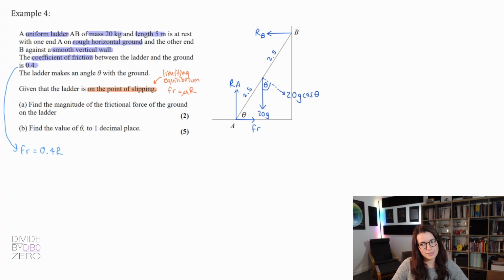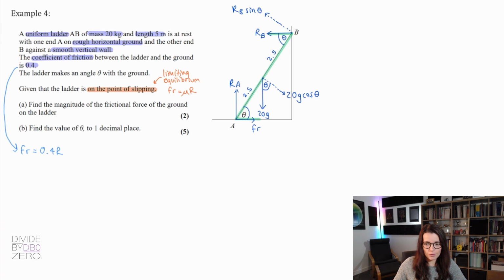Now, with ladder questions, we're probably going to end up using moments, so we do want to know the perpendicular components of all the forces in relation to the ladder. We've already got that for the 20g cos theta, but let's think about that for the RB force. So that would be this direction. Now, if this angle at the bottom is theta, that means this angle here will also be theta, because of alternate angles being equal. So if you look in here, we've got alternate angles happening. Therefore, this component of RB is going to be RB sine theta, because it's not the component that's touching theta.